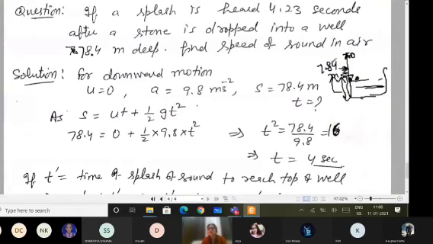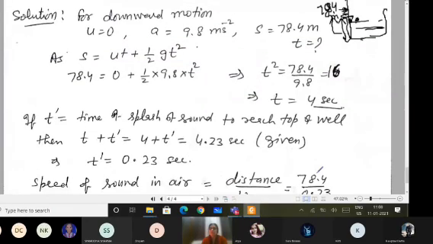So you have to write the things which are given in the question. Like distance, I have taken 78.4 meters. Acceleration is the acceleration due to gravity, 9.8 meters per second squared. Initial velocity is 0. So you can find the time which the stone will take to reach the water, simply by using the second equation of motion, and on solving I am getting time equals 4 seconds.